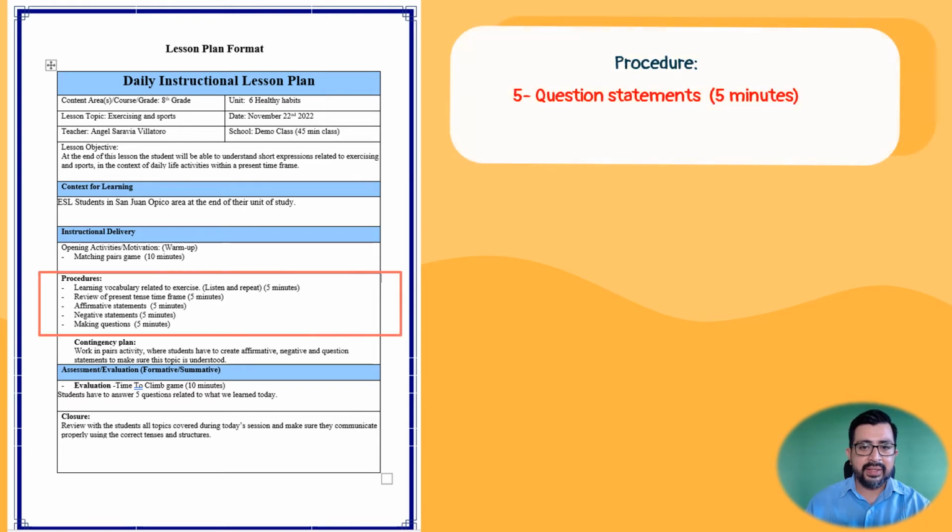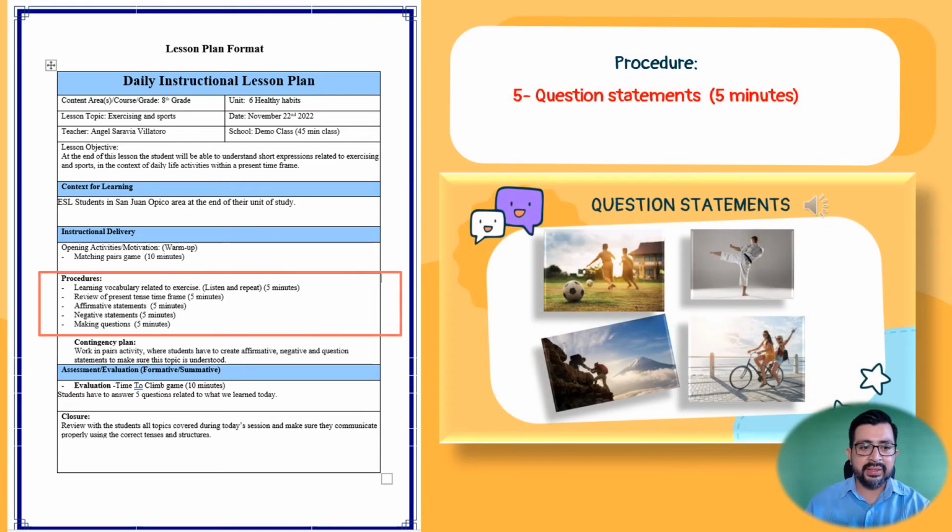All right. And the last part is going to be for the question statements. So again, it's going to be for 5 minutes. So as soon as I click this button right here, they're going to be able to listen to some questions. And the good thing is that we have a question, but we also have the answer.